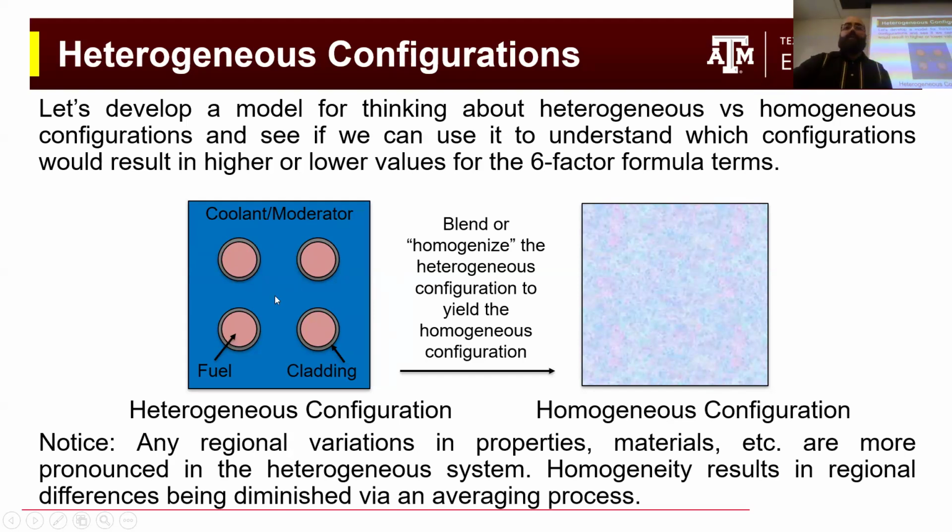Same thing with the moderating. In the heterogeneous configuration, only moderator exists here. So neutrons passing through this part of my reactor are going to be significantly slowed down. They're not going to be doing much absorption because they're not interacting with the fuel while they're in the moderator. When you have the homogeneous configuration, at every point, no matter where you are, you have some moderating effect because you've smudged out all of these cross sections, so the moderating ability is uniform over the reactor, and the fuel is uniform over the reactor. Basically, as you homogenize something, any regional differences in your material properties and what happens in each region get diminished.